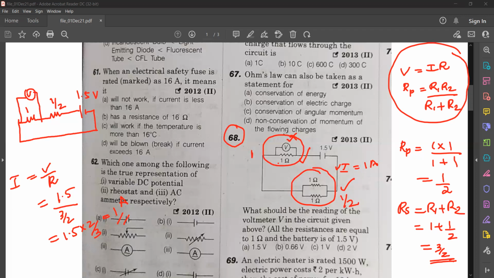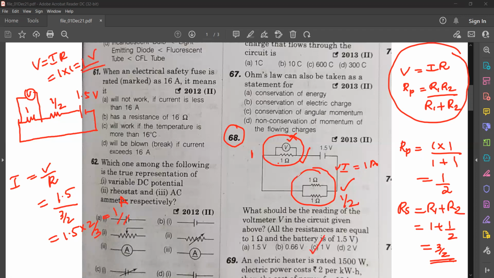Now what you need to find is the voltage across this 1 ohm resistance. V is equal to I into R. So 1 into 1, that is 1 volt. Understood? So this is an easy question. I'm just saying step by step so that you can follow. So option C is the correct answer.